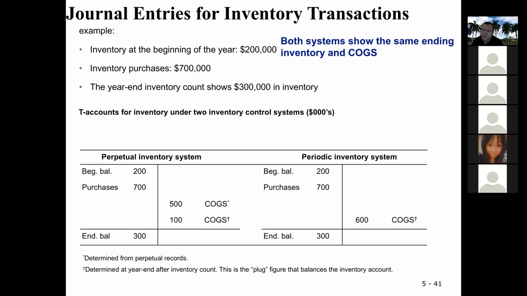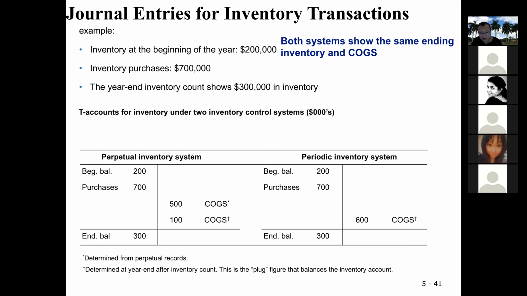But isn't periodic much better? Because it looks like with perpetual there's more theft. In the periodic system the theft is the same, because the fact that your items are being stolen has nothing to do with which system you are using. But in this case you are able to identify the amount of the theft, the amount of the shrinkage. By the way, I have a question. Okay, go ahead.